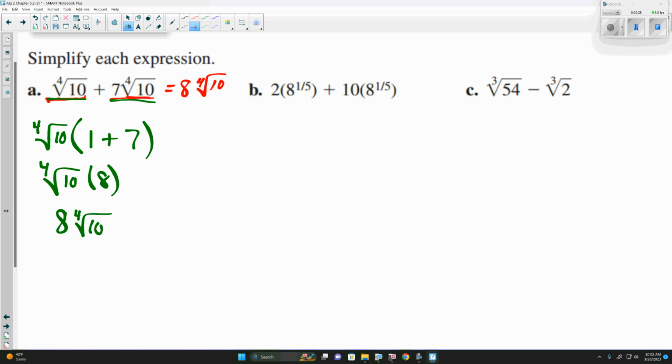Now, the same thing is true with fractional exponents. So 8 to the 1/5, we can't reduce, because 8, if we took the cubed root of 8, it would be 2, but we can't take the 5th root, because there's only 3 2's in 8. But 8 to the 1/5 is the same in both of them, yes? So here we have 2, here we have 10, so we have a total of 12 times 8 to the 1/5.